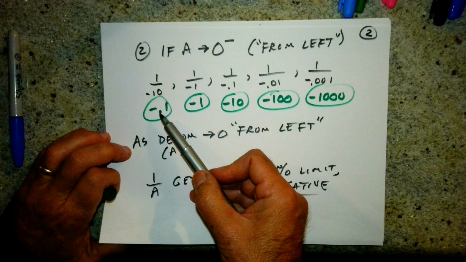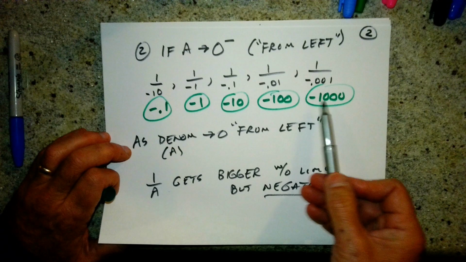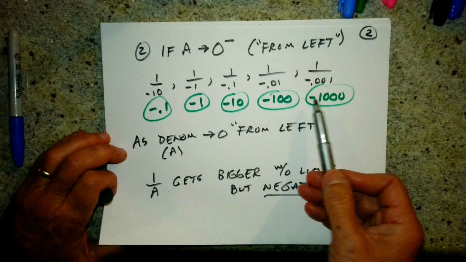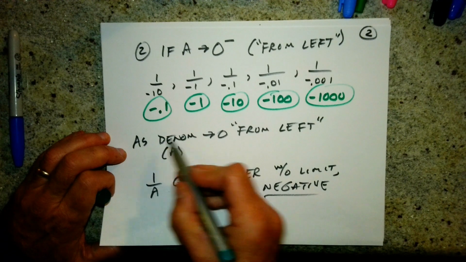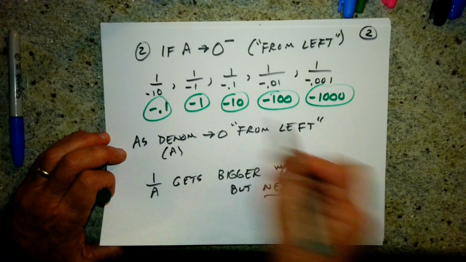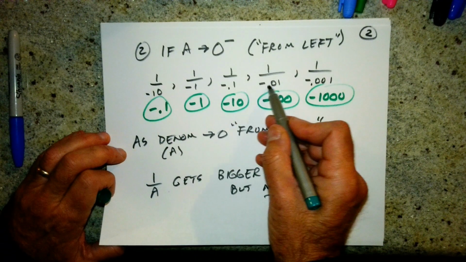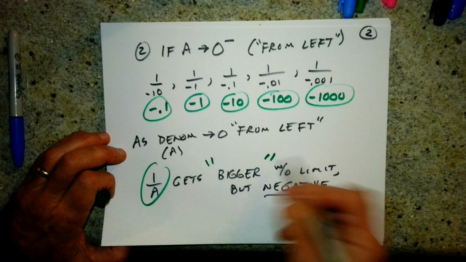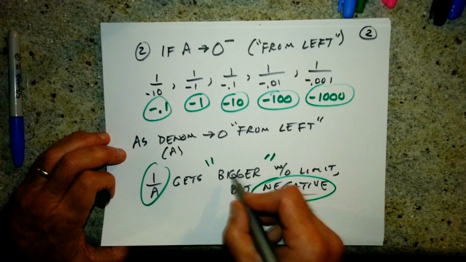So in physics, we talk about these numbers actually getting bigger and with just negative. So more and more negative, bigger and bigger in absolute value while staying negative. So as the denominator approaches 0 from the left, meaning the denominator is negative but it's getting closer and closer to 0, then the fraction gets bigger and bigger without limit but negative, bigger in absolute value.